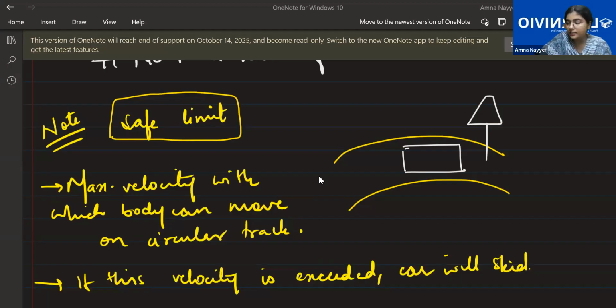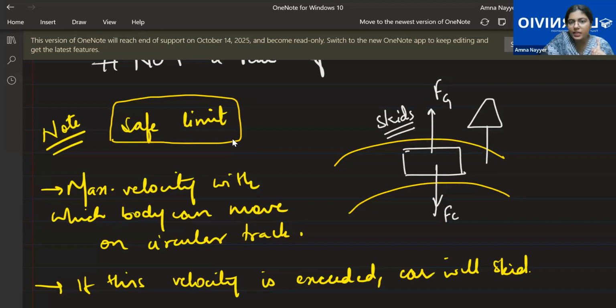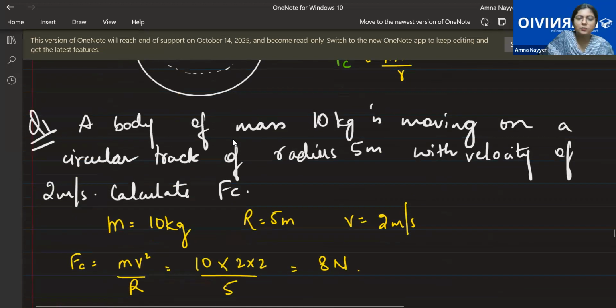Now we'll calculate that safe limit, but we will calculate it by seeing which force is providing the centripetal force, and if not, then due to the centrifugal force, it will be thrown out. Car skids away. This is known as skidding. When the vehicle moves out of the circular track, this is known as skidding. So a safe limit is decided. Now, what is the safe limit that we'll talk later? But please copy down this part quickly.